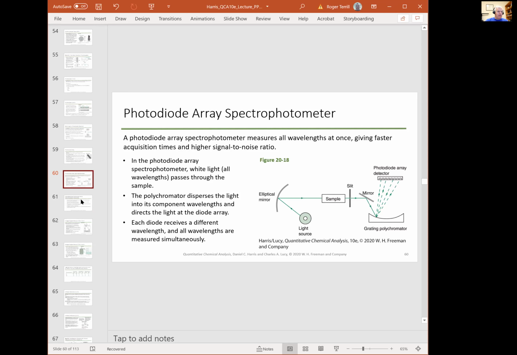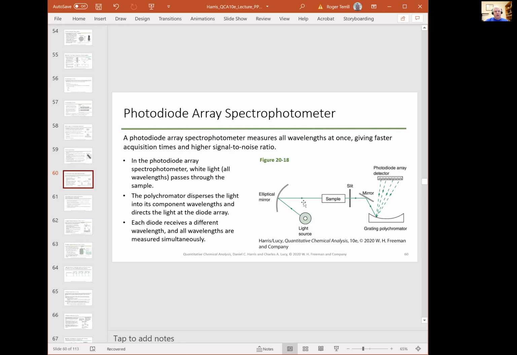And so they're very fast. But you notice they're inherently single beam instruments. So first you put in a blank and you record that spectrum, then you put in a sample and you record that spectrum, compute the transmittance, and then compute the absorbance.